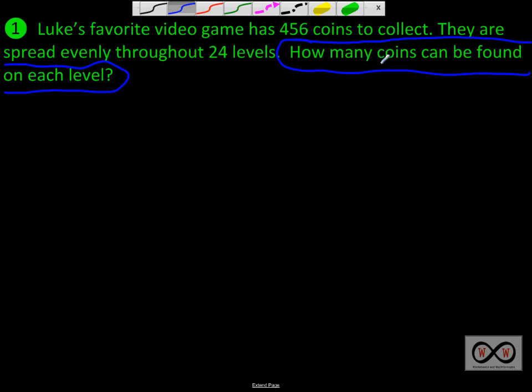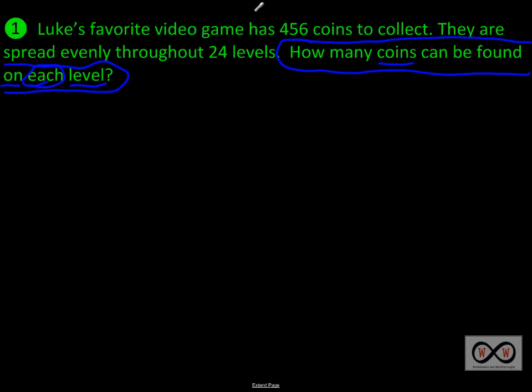Okay, so we're looking at how many coins on each level. We'll look for some clues in the previous sentences. Luke's favorite video game has 456 coins. That's a pretty important bit of information. So he's got 456 coins to collect in the entire game, and they're spread evenly. We talked about equal groups when we divide, so there we go. Evenly throughout 24 levels. How many coins can be found on each level?